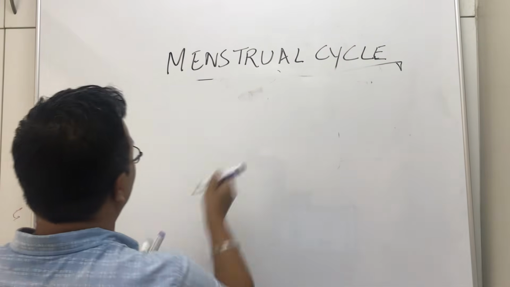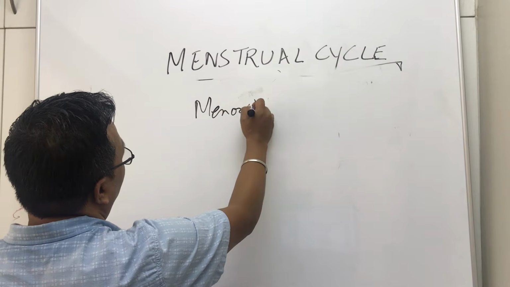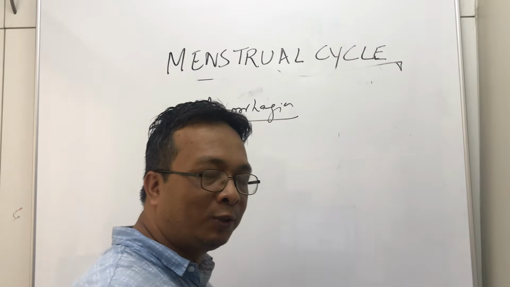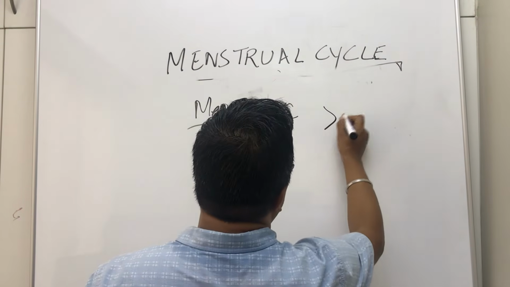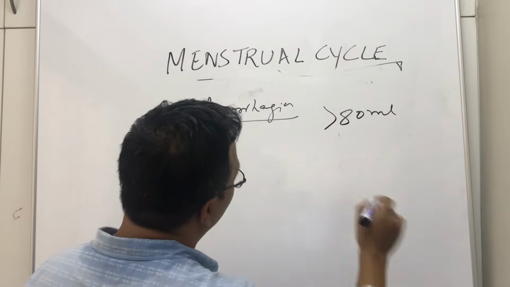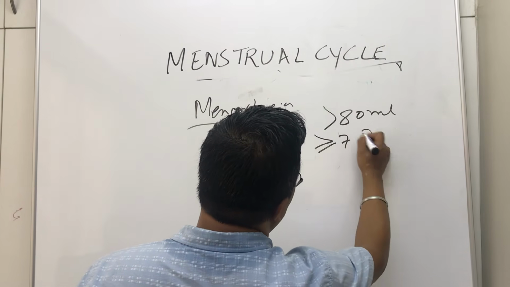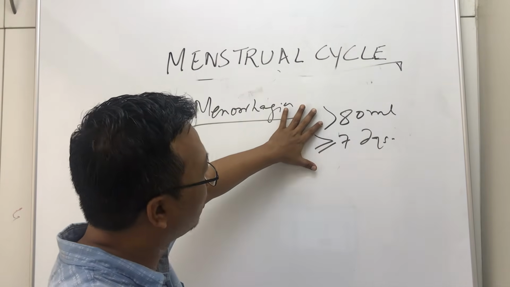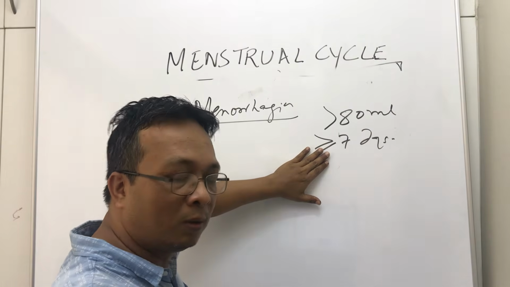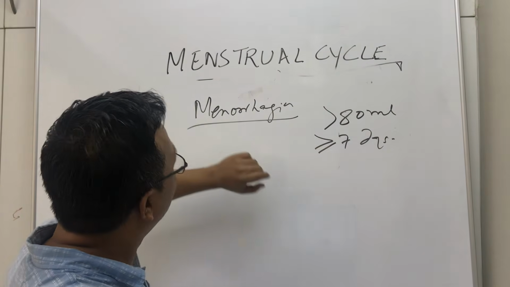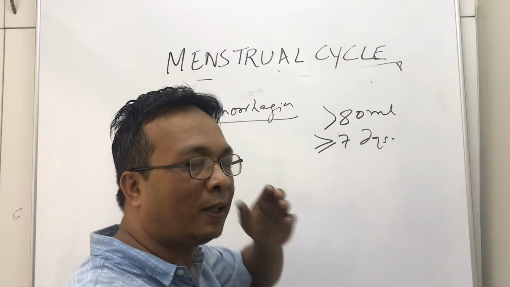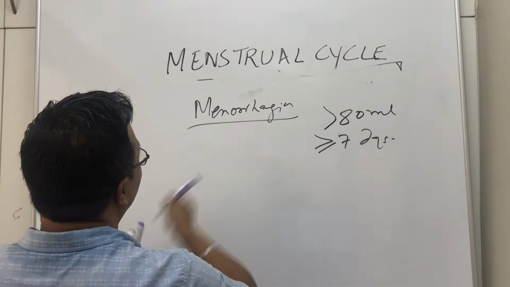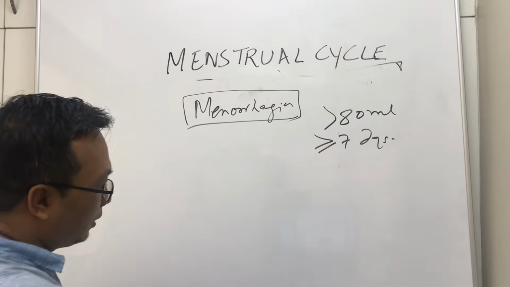Next is menorrhagia. Menorrhagia means heavy menstrual bleeding, that is more than 80 ml, lasting for around or more than 7 days. So more than 80 ml of blood is lost, lasting for 7 days or more. And this bleeding is so high that it can also affect her day-to-day activities. So that is menorrhagia.